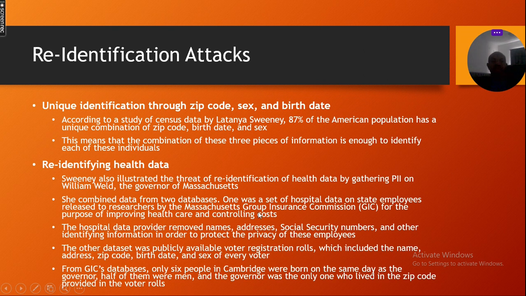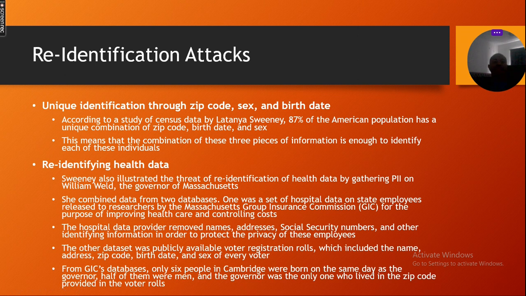According to studies of census data by Latanya Sweeney, 87% of the American population has a unique combination of zip code, birth date, and sex. What this means is that a combination of these three pieces of information is enough to identify anybody that owns this information. These are called re-identification parameters. If they're able to get hold of these, then they will be able to find who owns this information in the first instance.